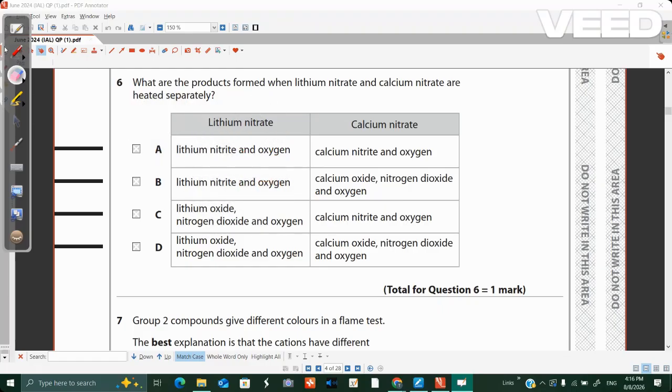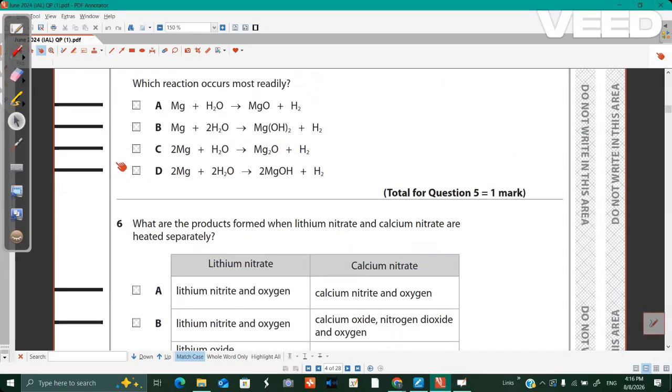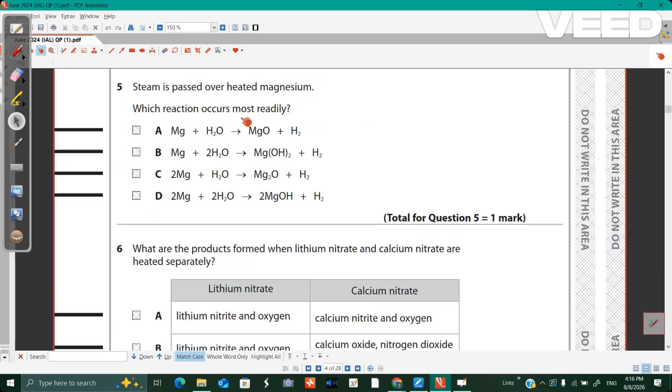Because it is rapidly reacting, so they have mentioned it, right? Most readily means the reaction is happening fast. So happening fast means it cannot be magnesium hydroxide. If magnesium hydroxide is formed, this reaction is a slow reaction. But they mention it's most readily, right? The reaction is happening superbly. So it won't stop at magnesium hydroxide. It goes up to magnesium oxide, since this is the best product, the most complete product you can have, right?